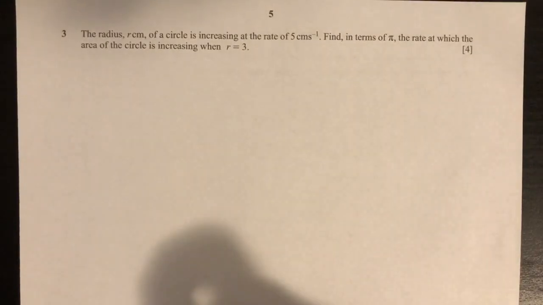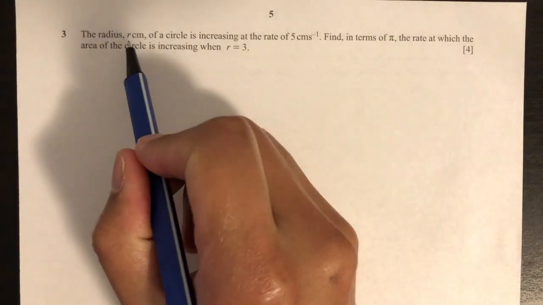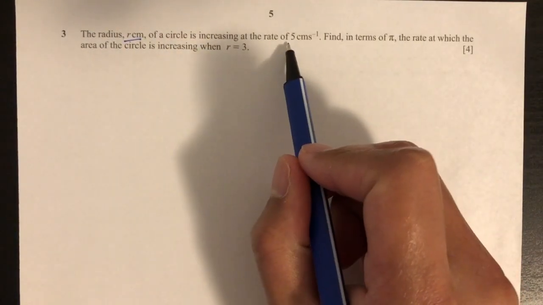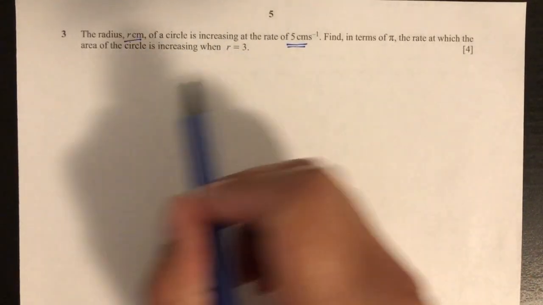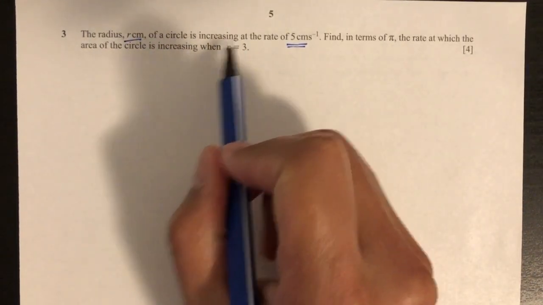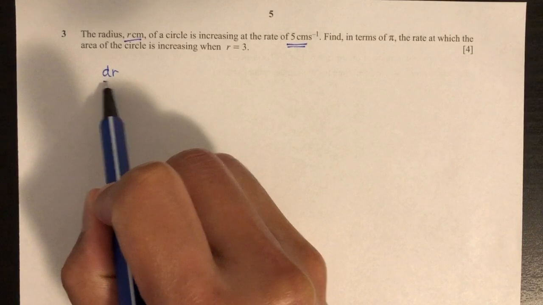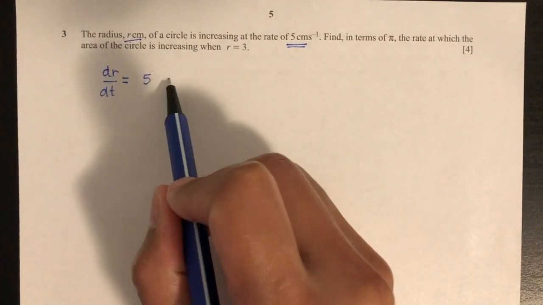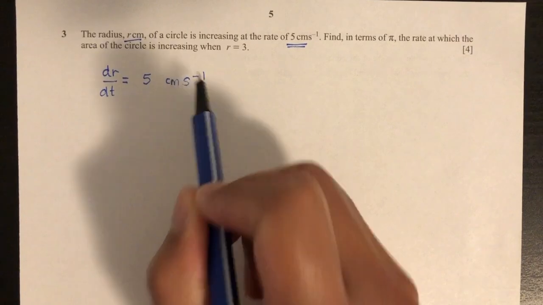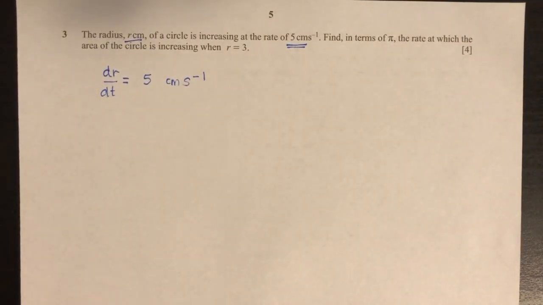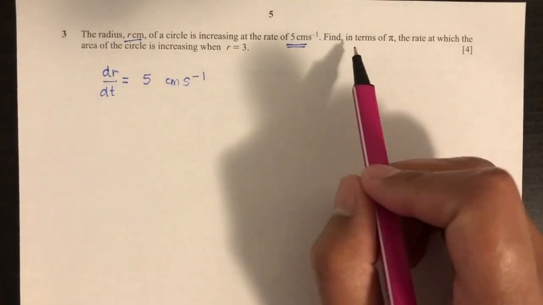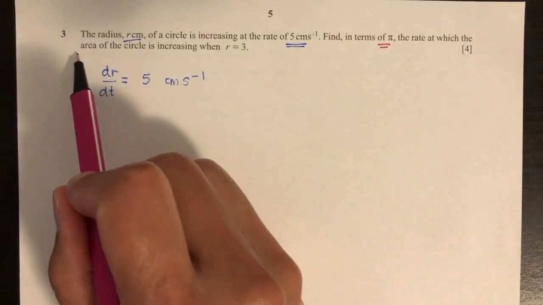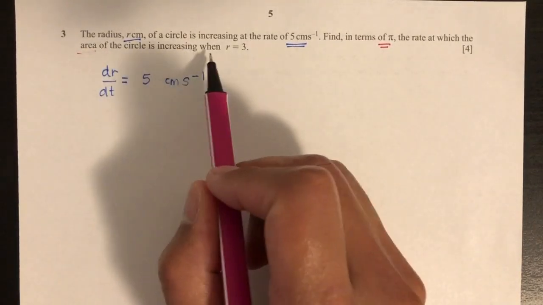Question number 3. Here we have the radius r centimeters of a circle is increasing at a rate of 5 centimeters per second. So basically, when you have an increasing rate, it will be dr by dt is equal to 5 centimeters per second. That's the increasing rate for the radius.